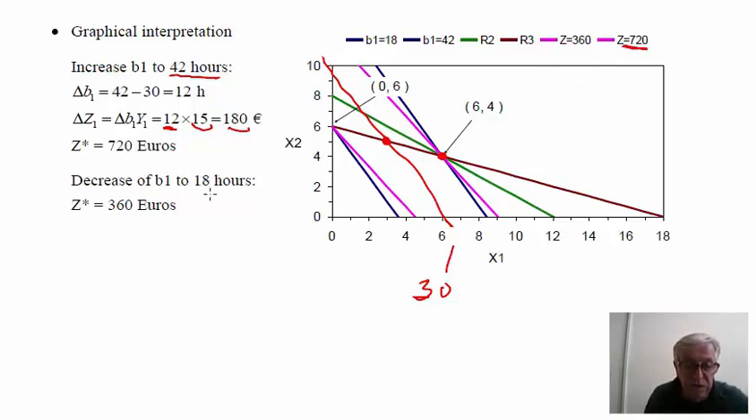If we decrease it to 18 hours, so we move in the other direction. That is, we start to decrease it, and we move it until it arrives to another vertex. That is the cross of this restriction with the horizontal axis. At that point, we will have a decrease in Z, and the optimum value of Z there is 360 euros.